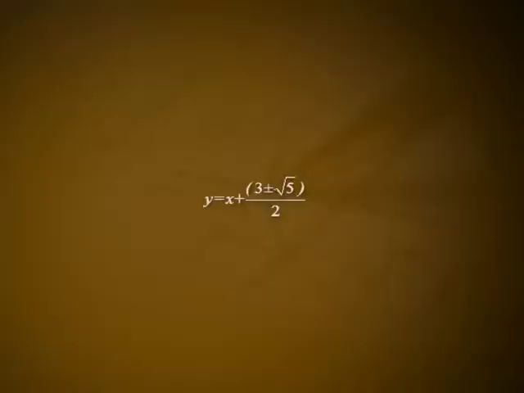For m is equal to 1, this becomes 2c square minus 6c plus 2 is equal to 0, which implies c is equal to (3 plus or minus root 5) divided by 2. Hence, y is equal to x plus (3 plus or minus root 5) divided by 2 are the two parallel asymptotes corresponding to the slope 1. We have thus obtained all the asymptotes of the curve.